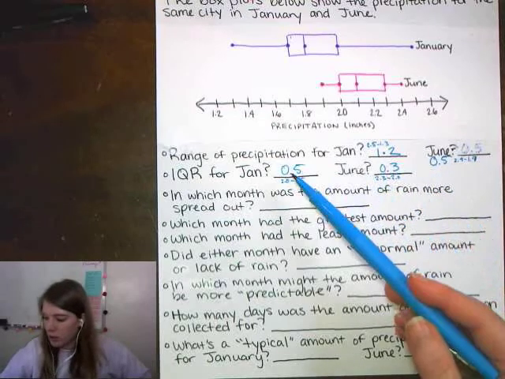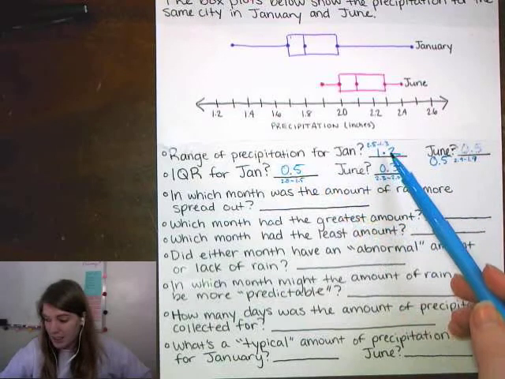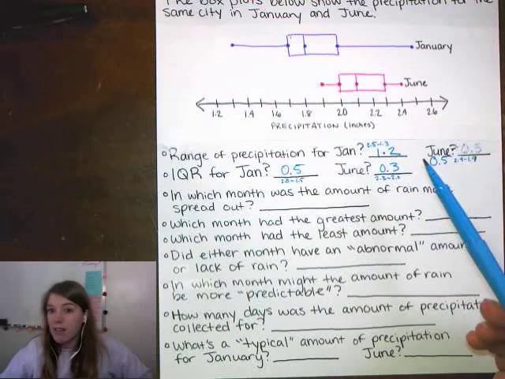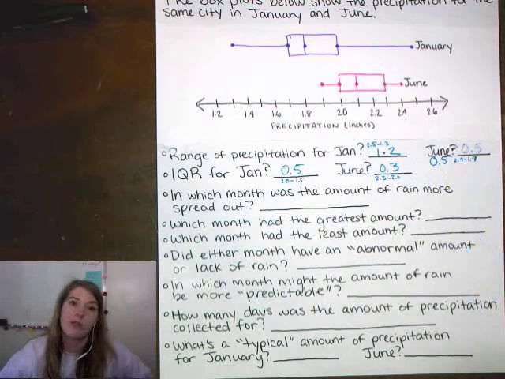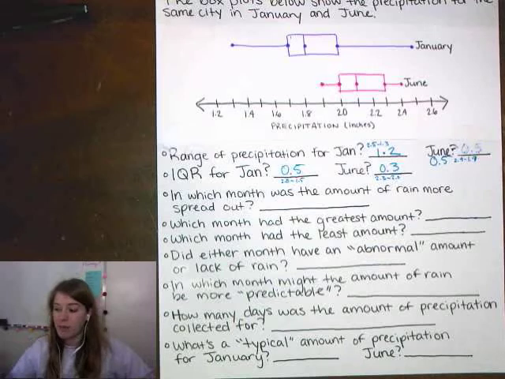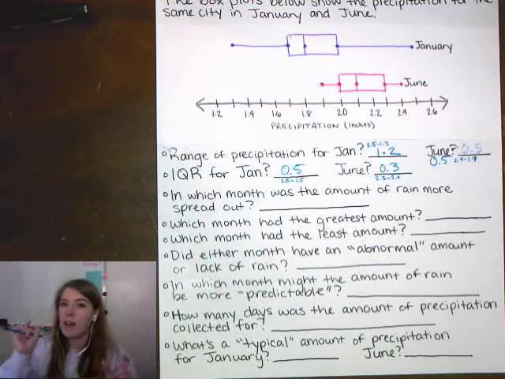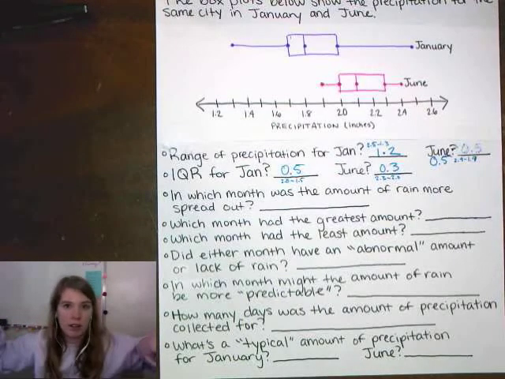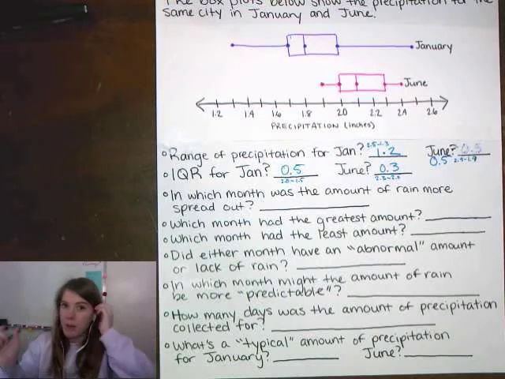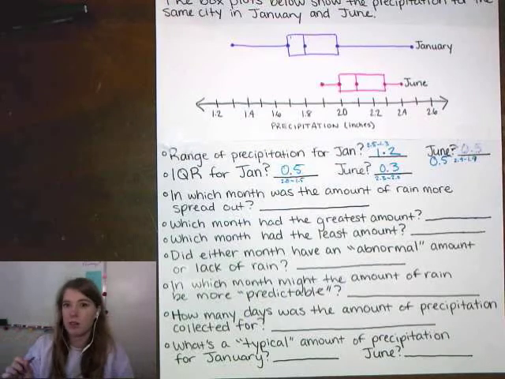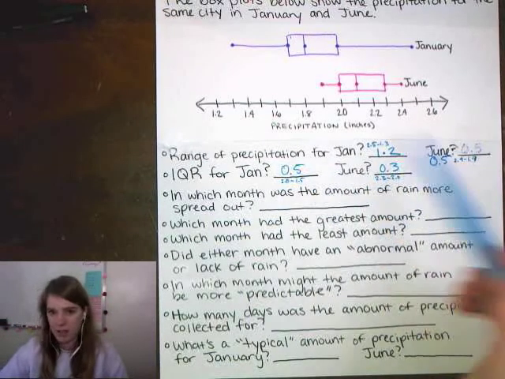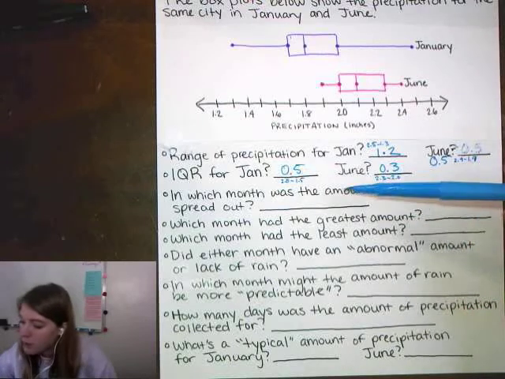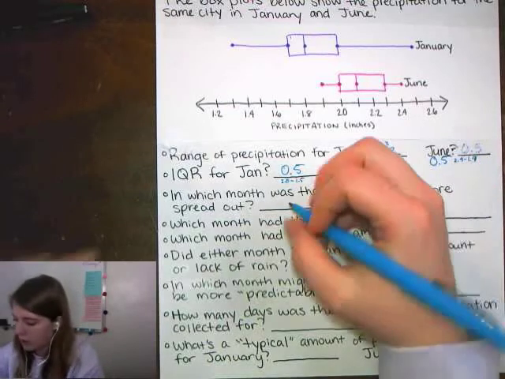Whereas the interquartile range for January is less than half the range for January. That almost alludes to the fact that there's probably an outlier, or that the bottom 25% and the top 25% of the data for January are spread apart. They are very distributed, whereas that middle 50% for January is a lot closer together, especially because we have June to compare them to. So, in which month was the amount of rain more spread out? We just answered that question, right? Definitely January.